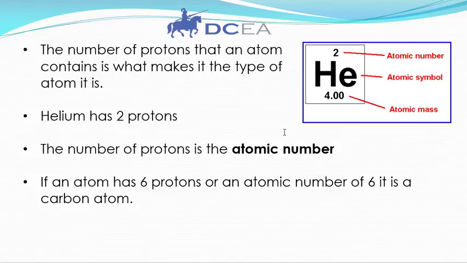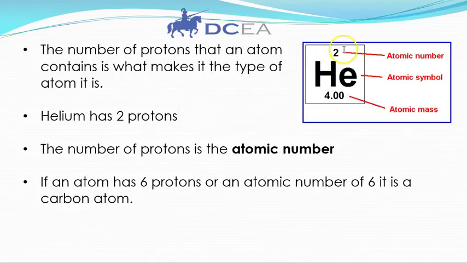So let's talk about the atom. The number of protons that an atom contains is what makes it the type of atom it is. So here's a picture on the element chart of helium. Helium, its atomic symbol is He. Many of the symbols will look like the words they are, but some won't. So this is something in chemistry that you would have to memorize.